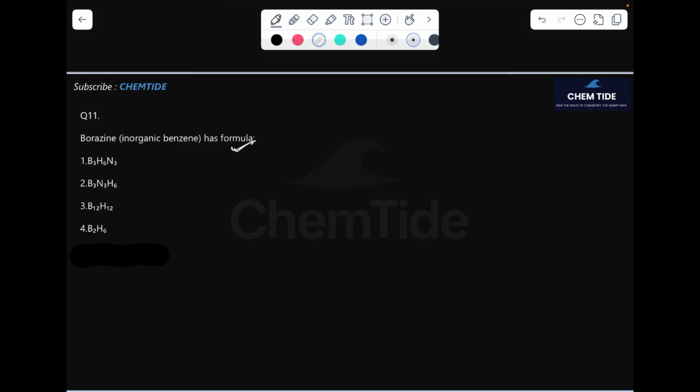Borazine is B3N3H6. This is the inorganic benzene. It looks that way, with alternate B and N atoms, so alternate double bonds and single bonds appear here. So this looks like borazine, inorganic benzene.